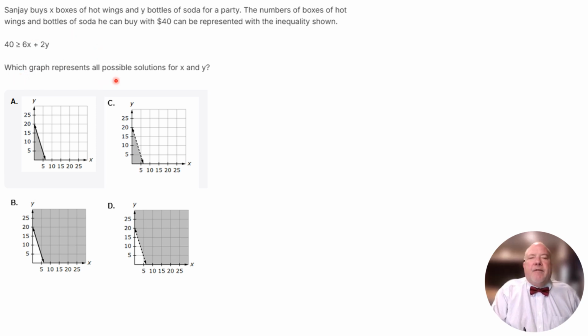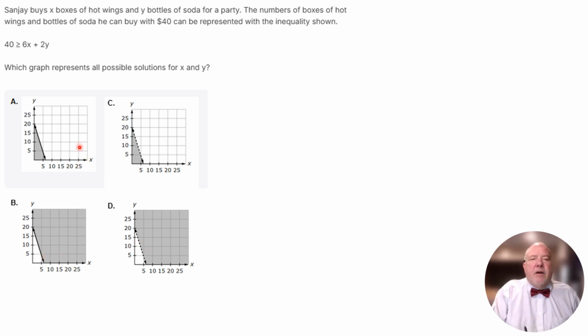Then it says which graph represents all possible solutions for x and y. So they want us to graph this inequality. Couple things. If you look at these graphs, the lines have the same x and y intercepts. So we don't need to worry about finding the x and the y intercepts because these are all the same. So what are the differences?